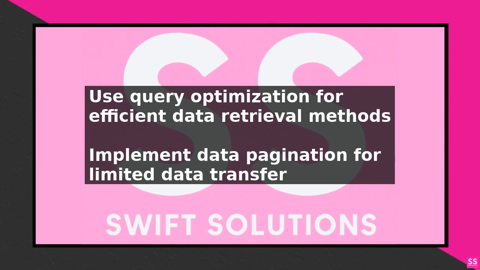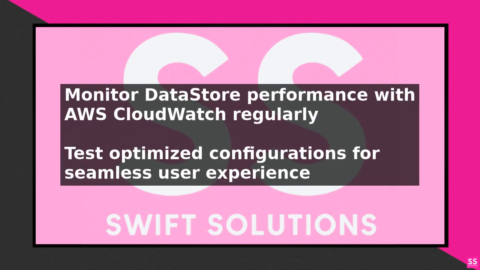Best practices for optimizing AWS Amplify DataStore include using a scalable and secure data model, implementing data caching and pagination, optimizing queries, and regularly monitoring performance. By following these best practices and techniques, you can optimize your AWS Amplify DataStore for improved performance, efficiency, and scalability.